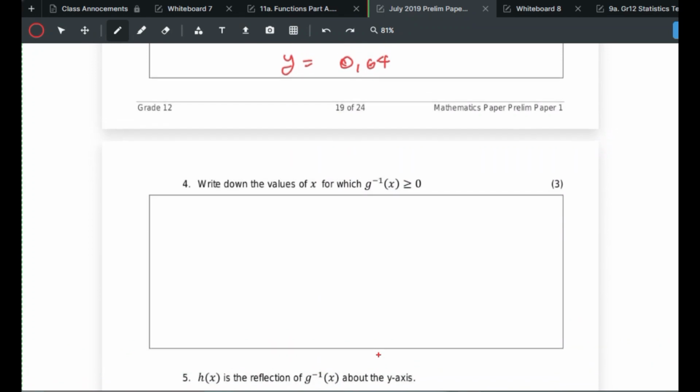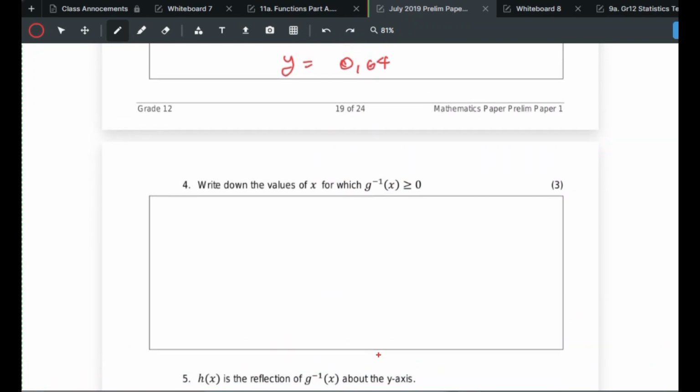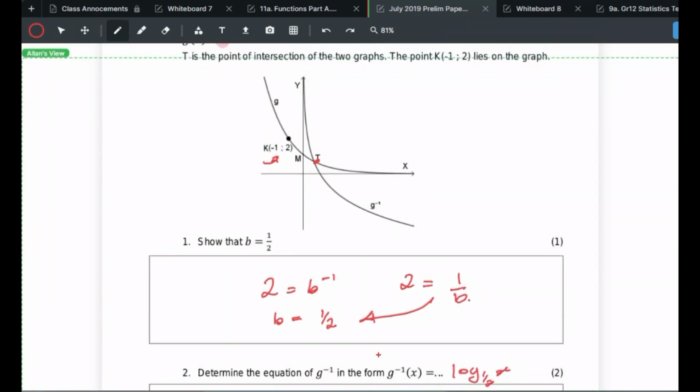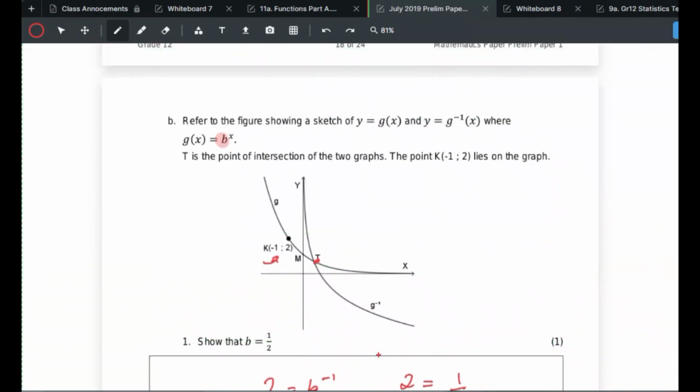For question 4, they said write down the values of x for which the inverse is greater than 0. Okay. So we did this last year though, but let's see if you still remember. So the inverse is greater than 0. How do we go about this real quick? We look at the x-intercept. Exactly, right? The part of your graph that is above the x-axis. So from the x-intercept upwards, right? So what will be your answer?